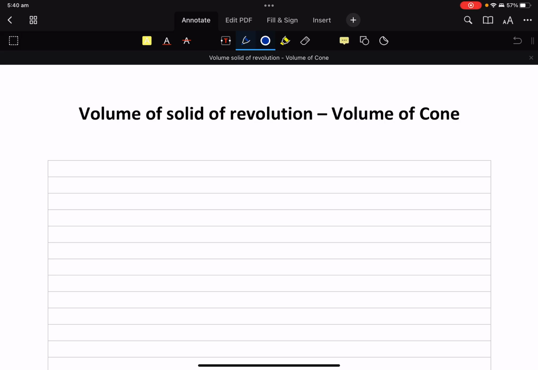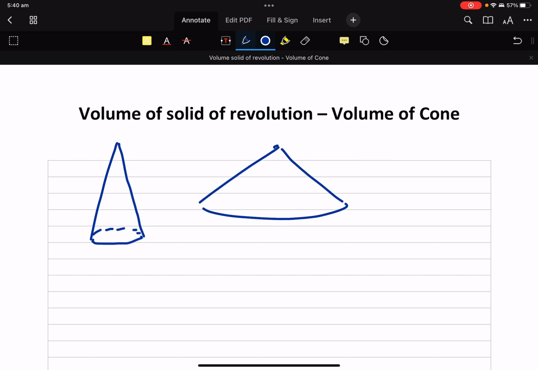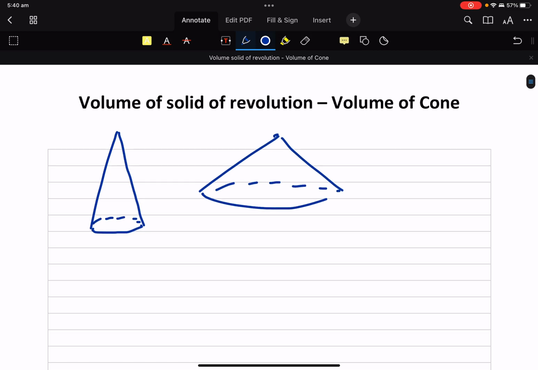Volume of a cone. So hard to sort of draw. The cones come in all sorts of shapes, and that was a terrible drawing. So how are we going to do that?